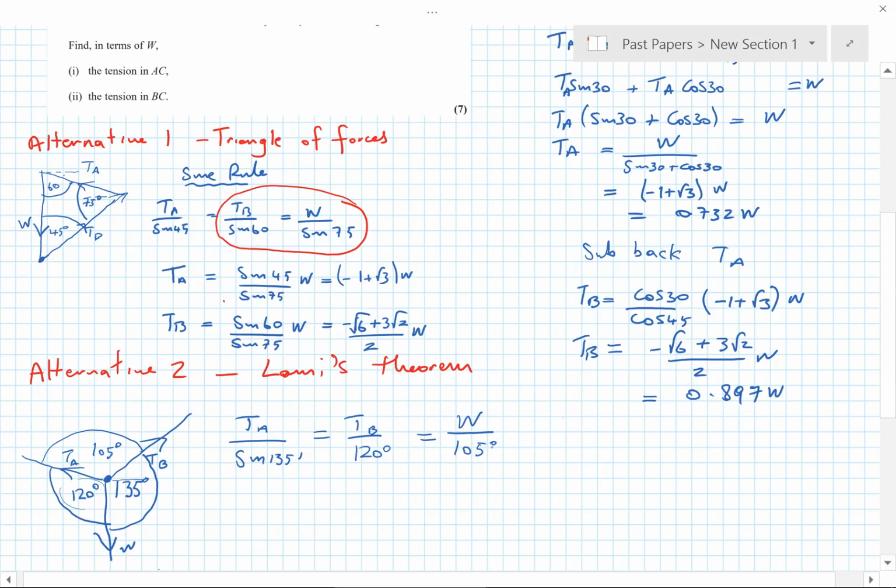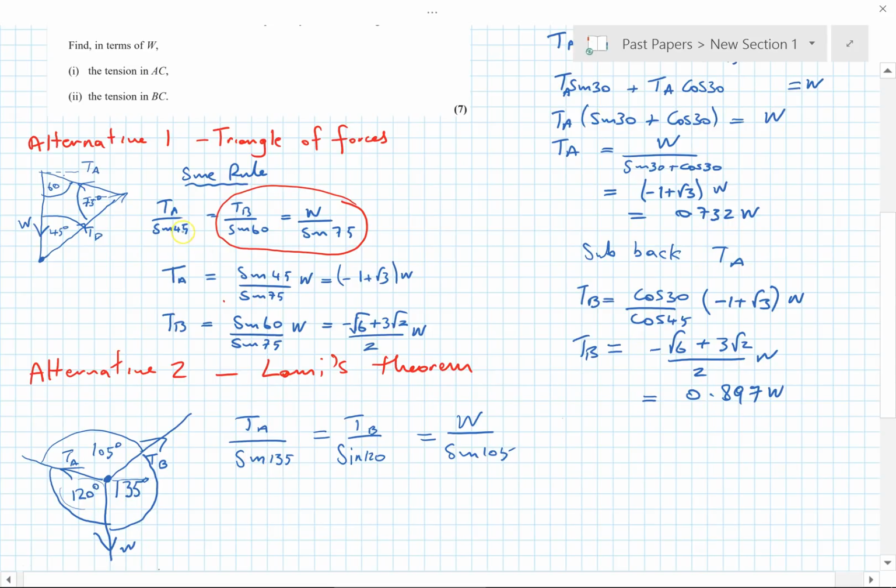It's basically a neat little way of avoiding drawing a triangle if you don't like it, but it does require remembering that it's the angles in between that we want. It's called Lamy's theorem. Look it up. It's pretty easy to work with if you want. Also, I haven't put sine on those. Sine 120 and sine 105. You may notice it's very similar, because really it's a geometrical tweak.